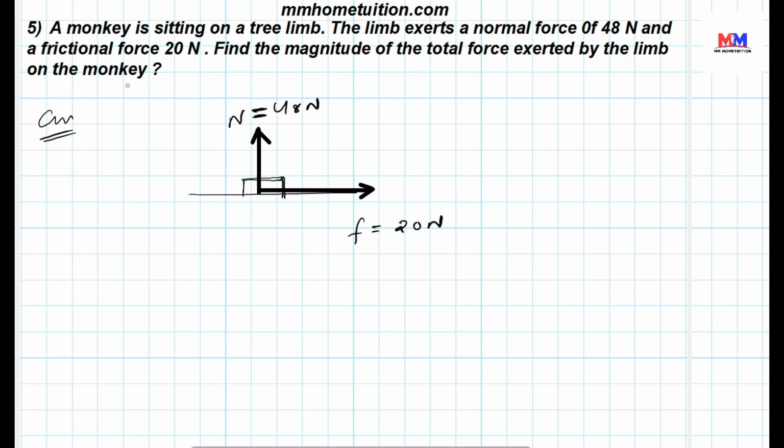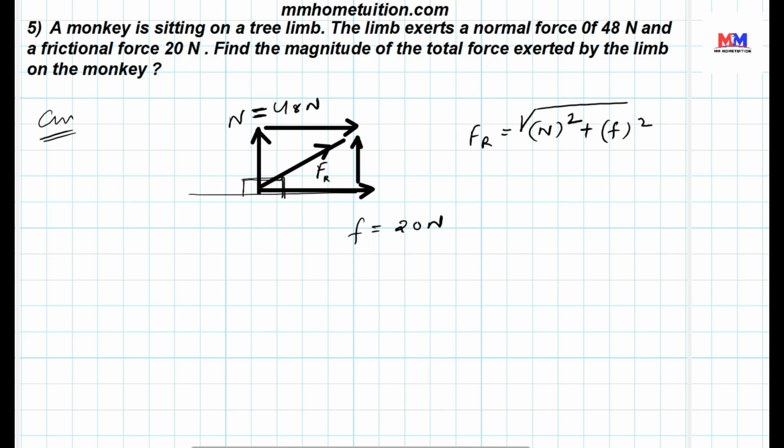So find the total force. Total force equals how much? So we have to find the total force. So this is the total force, the resultant force. Resultant force equals the square root of normal squared plus frictional force squared. So that is the resultant force.